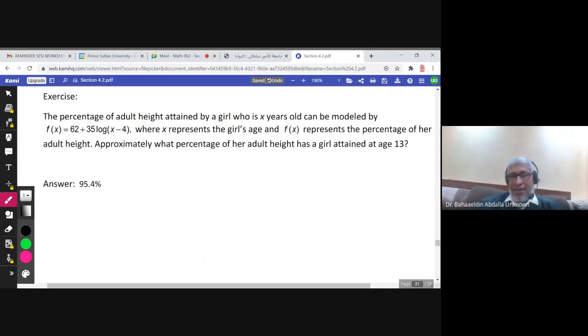Another exercise, again the percentage of adult height, and this is for the girls. This is the logarithmic function. And here, what percentage of her adult height has a girl attained at age 13? So find f of 13, and the answer is 95.4%. So 95.4% of the girls' adult height will be attained at age 13. So there is still about 5% to go, not more than that.